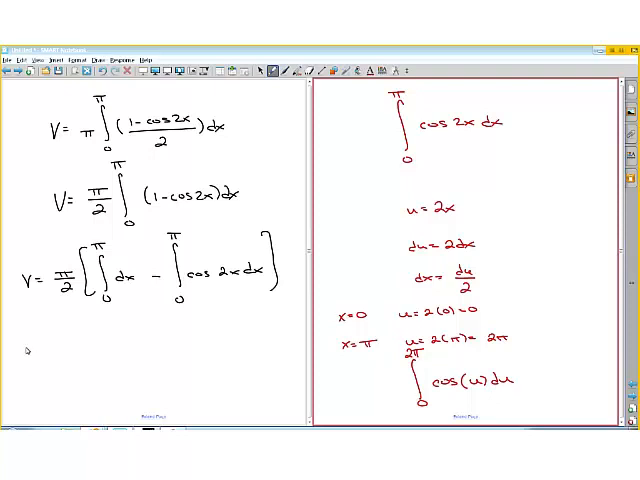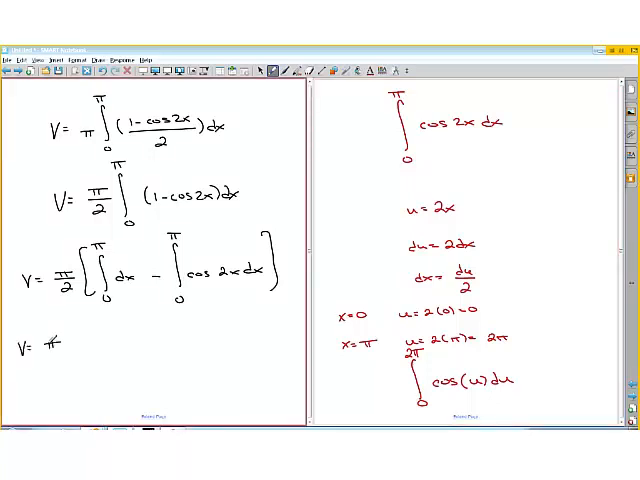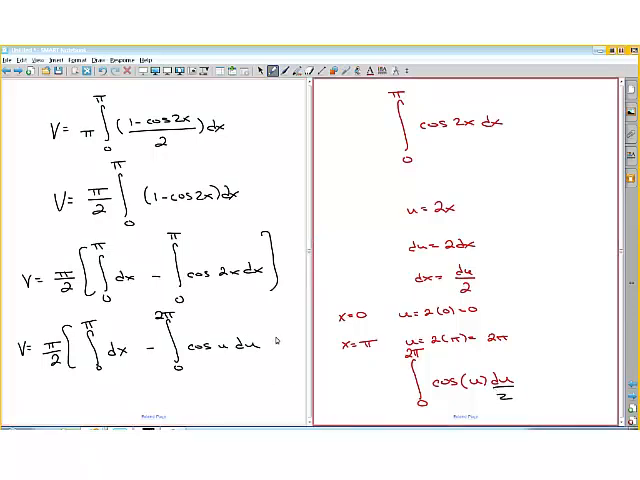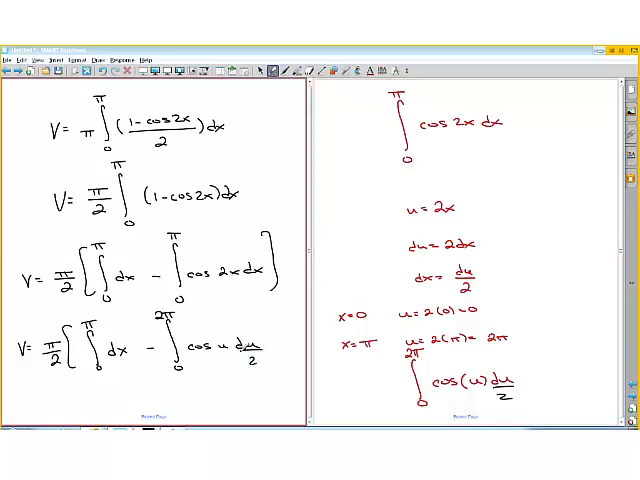Okay, so the volume is equal to pi over 2 times the integral from 0 to pi. So let me just put that in there. Okay, 0 to pi of dx minus the integral from 0 to 2 pi of the cosine of u du. Oh, I forgot a half, didn't I? Yeah, that's divided by 2. Okay. So we actually get a divided by 2 right there.